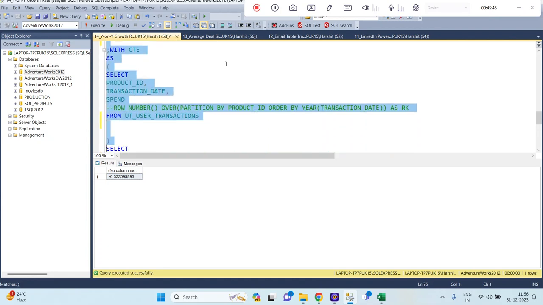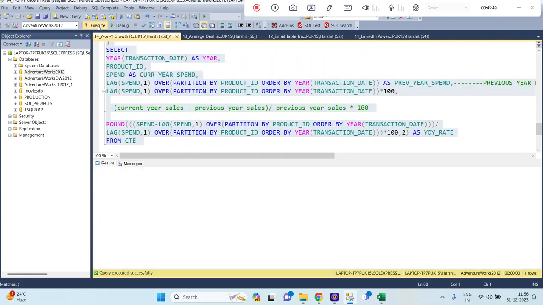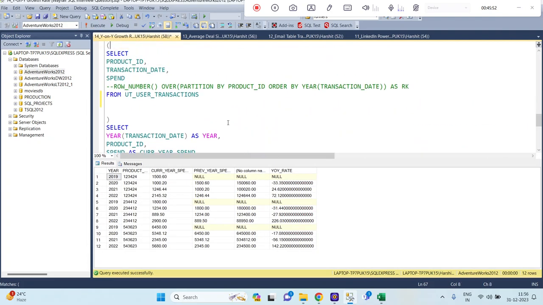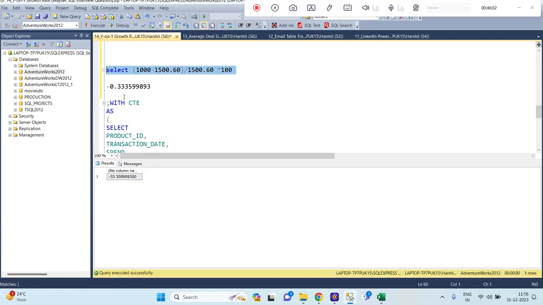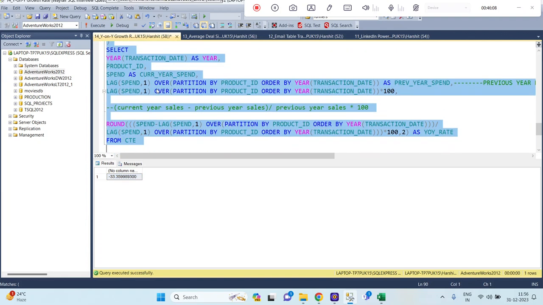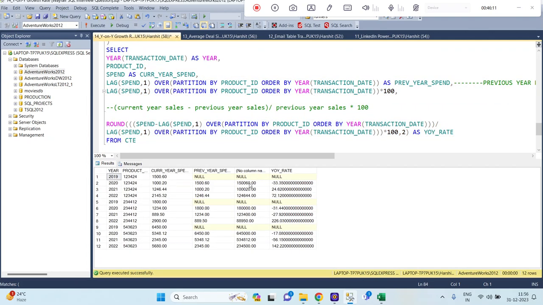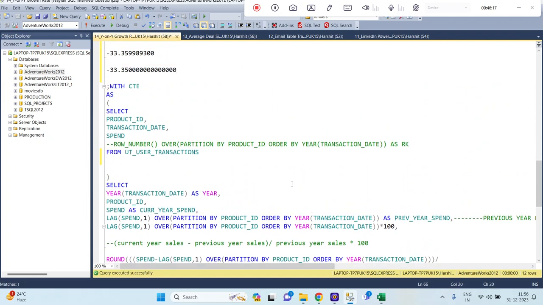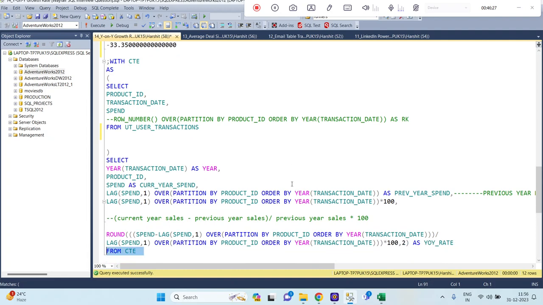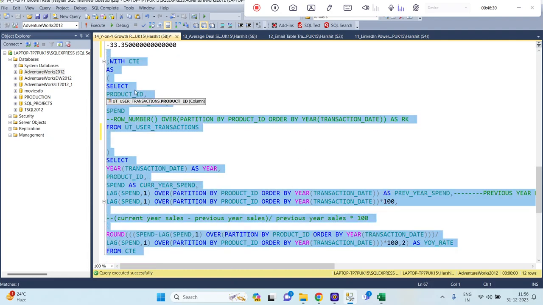Now again, let me execute this query. Now you got the result, right? Whatever you wanted. And this one we need to multiply by 100. So let me again execute this query. This is the actual result I am writing over here, and this is the same thing you are getting over here, right? 33.35. But now I don't want this many digits. I want 33.35 only.